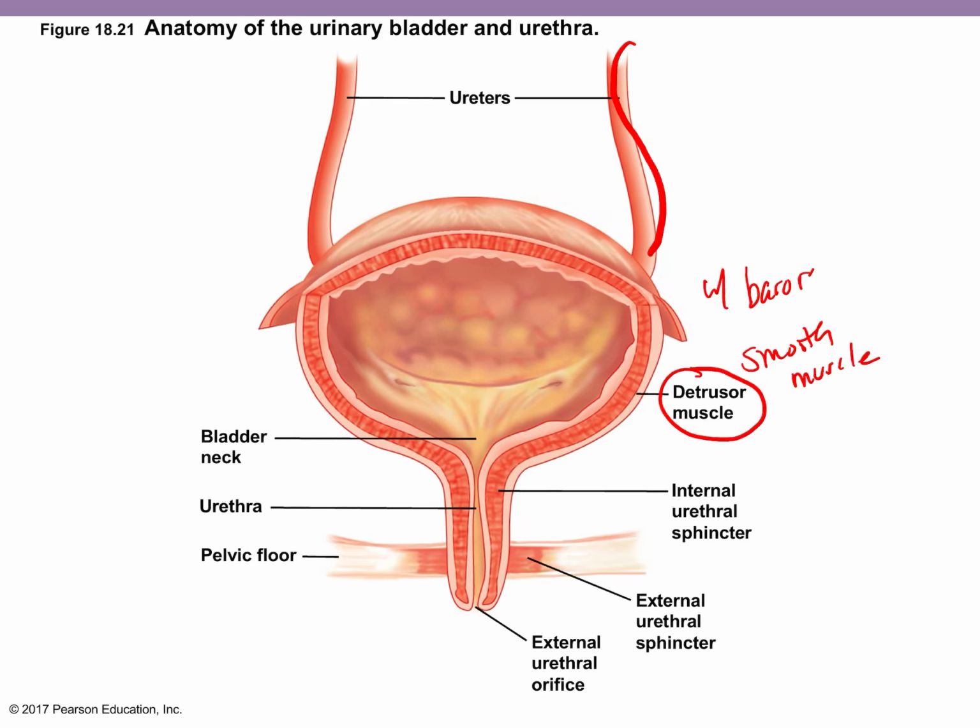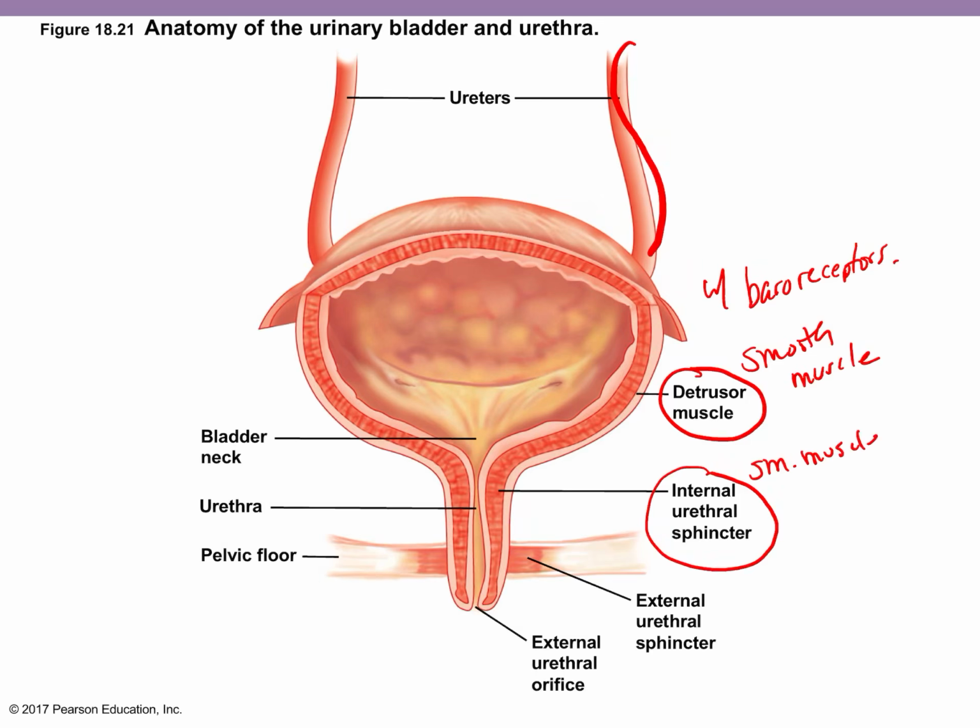Now, the bladder is smooth muscle, right? The detrusor muscle is smooth muscle. And there are baroreceptors in the wall to detect the stretch of the wall of our bladder. Now, the micturition reflex is everything that has to happen when you go to the bathroom, right? You release the urine that's in your bladder. So let's take a look at that.